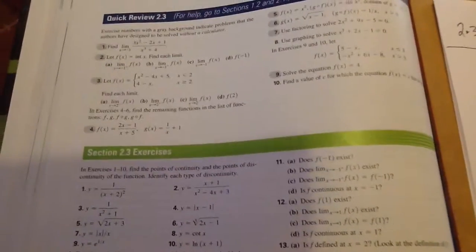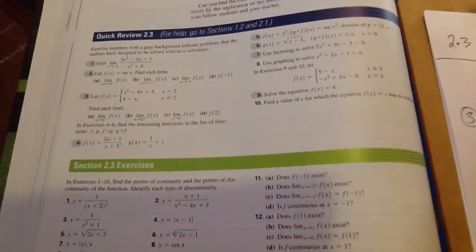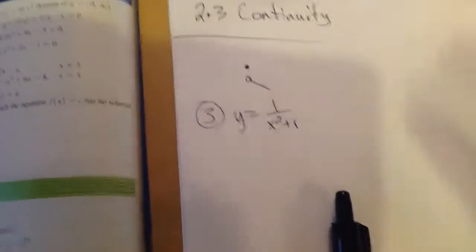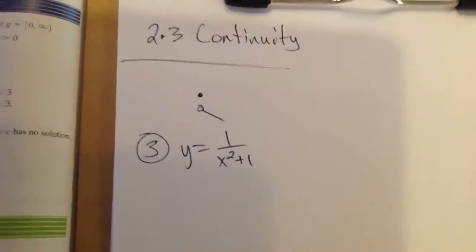I'm going to give you some, like in 1 through 10, it says find the points of continuity and the points of discontinuity and identify each type of discontinuity. Well, you're not really going to do that, identify each type part. You're just going to do, like I'll do number 3. It says y equals 1 over x squared plus 1. Notice you can use your calculator on these ones. So if you're just trying to identify where that's continuous, easiest way to do that is look at the graph. I could do this one without. This is a bad example, my good old classic bad example, but we'll do it anyway.